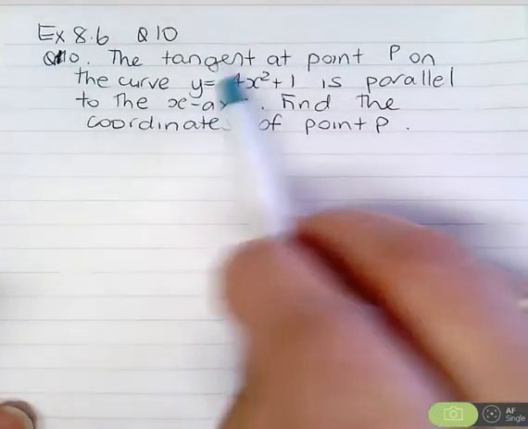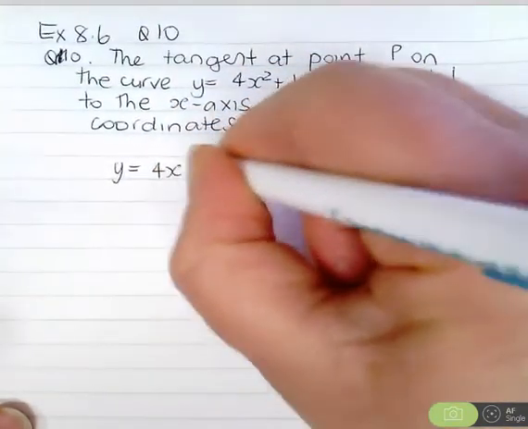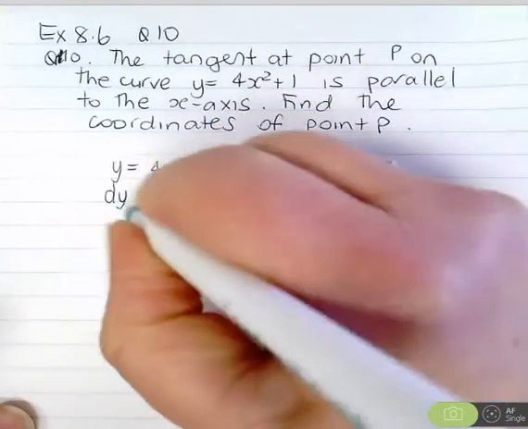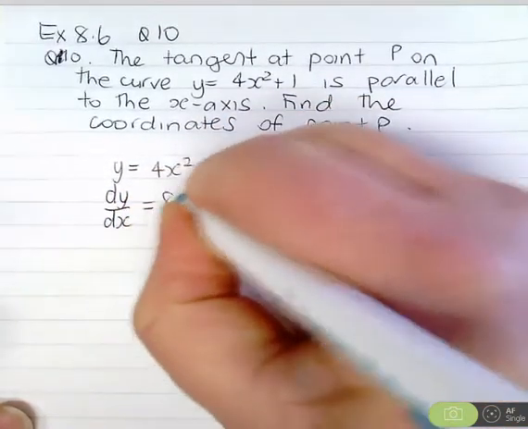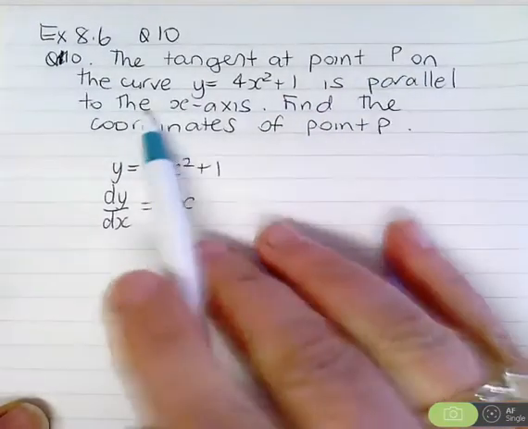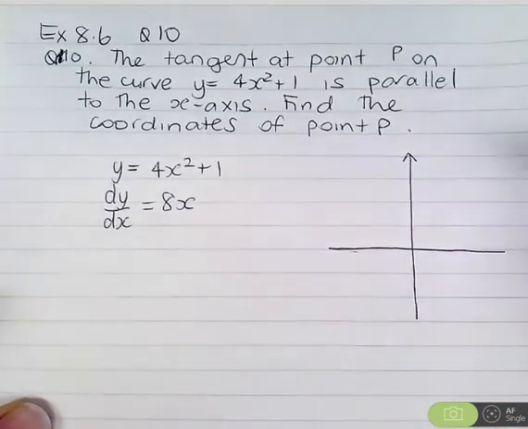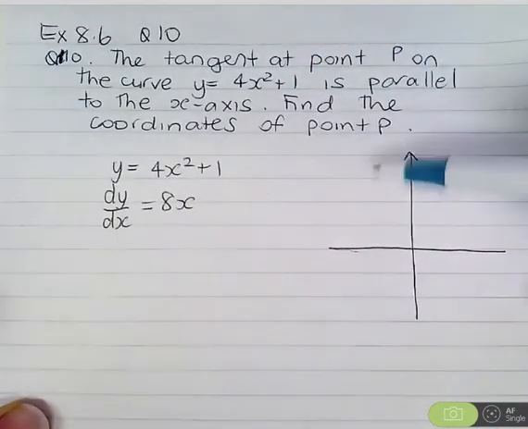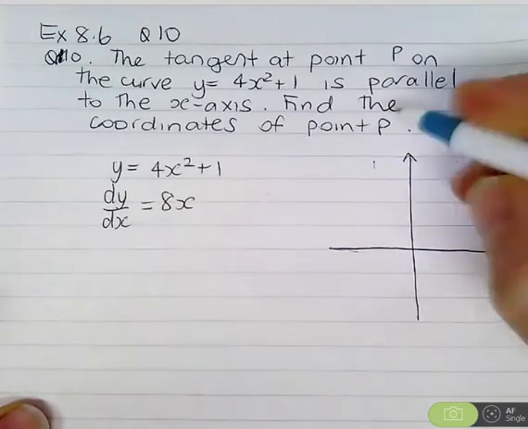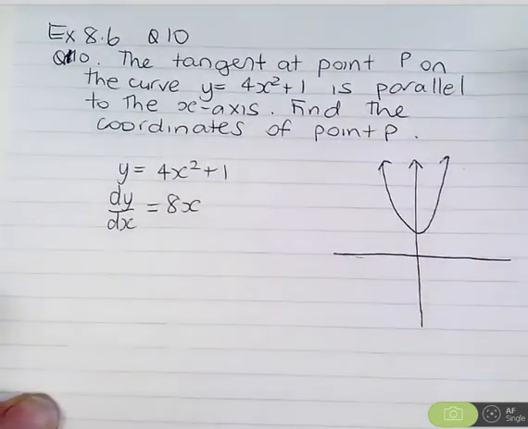Now we're talking about the tangent to this curve, so we need to differentiate the curve first. So if y equals 4x squared plus 1, then dy/dx is 8x. Now, we're told that the tangent at point P on that curve is parallel to the x-axis. You don't have to sketch this, but I am going to do a quick sketch. This is the curve y equals 4x squared, which is a steep parabola shifted up 1 unit. So the parabola will actually just look like this, okay?